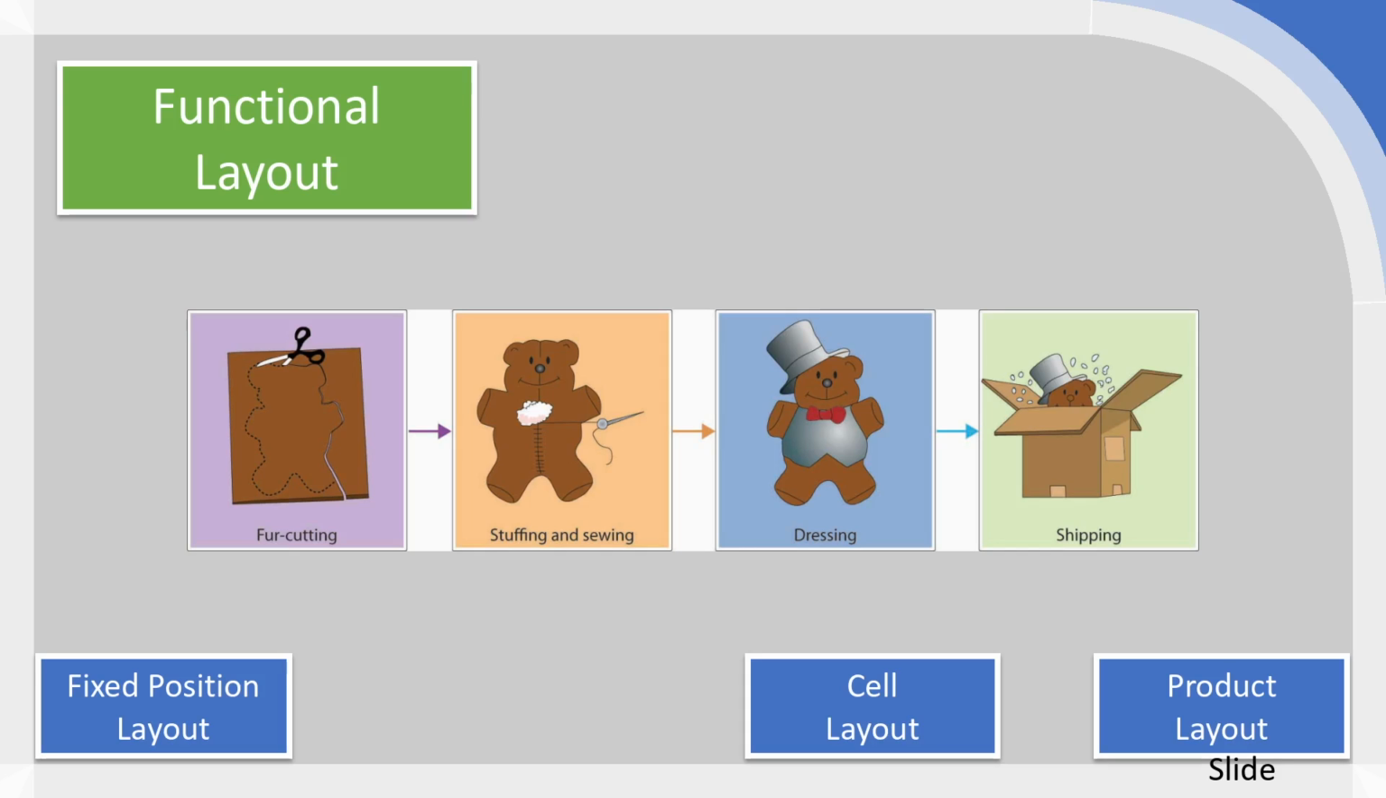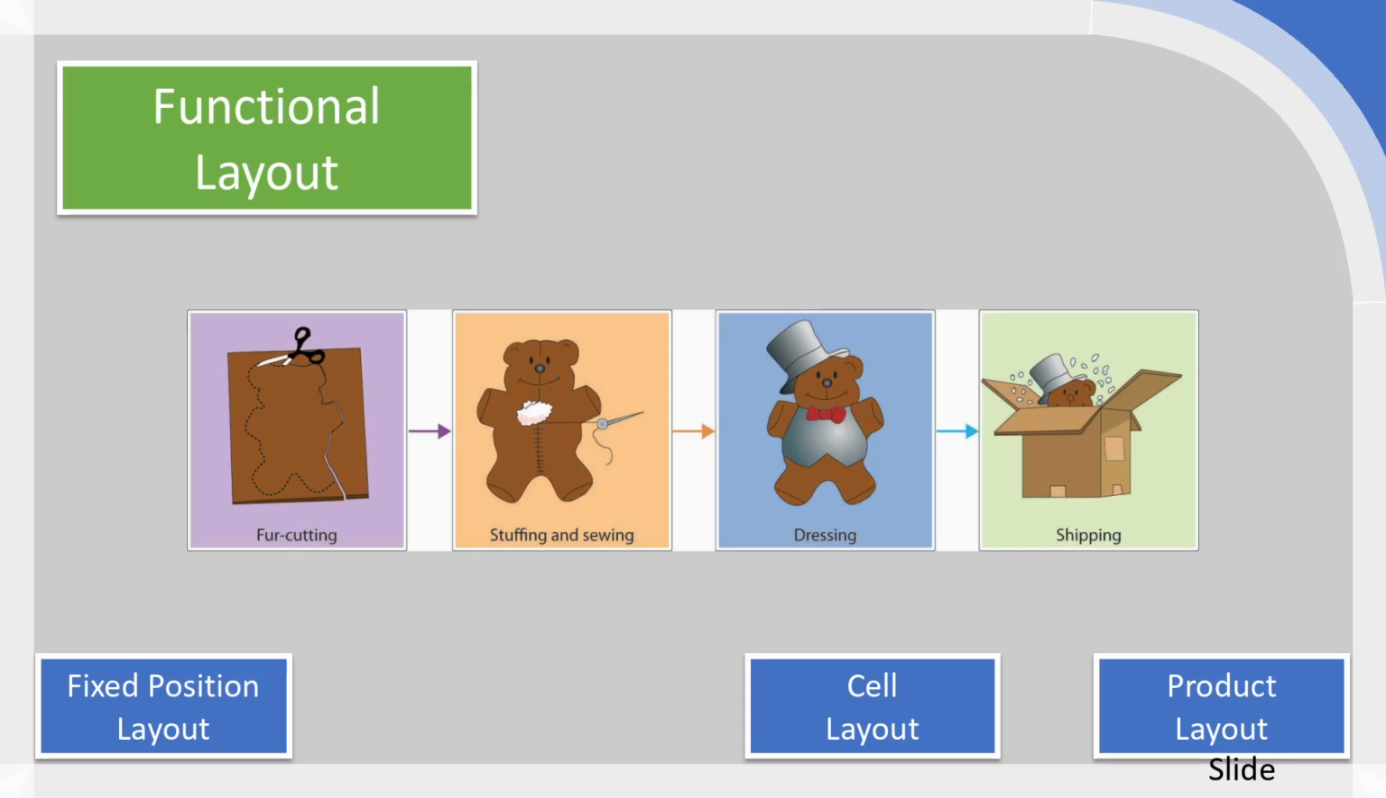So in this example of a teddy bear going through a functional layout process, we see that there's four distinct groups of activities. So there's multiple activities involved in fur cutting, multiple in stuffing and sewing, and in dressing, and then finally shipping. And each of these would occur in a distinct location. So that can be a distinct room, it can be a particular part of a factory floor or a shop floor.